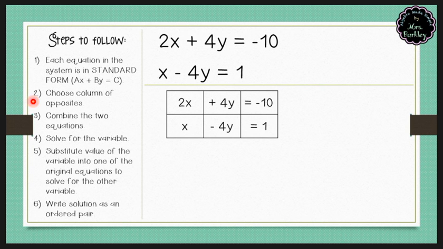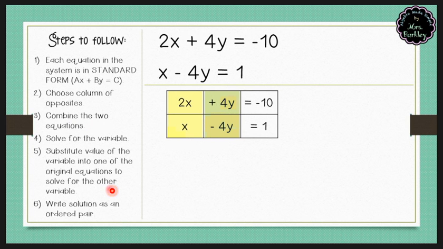So now I have my system set up in this table, so I need to determine a column of opposites. So recall that opposites have the same number, if you will, but have different signs. So for example, 5 and negative 5 would be opposites. 10 and negative 10 would be opposites. So if we are looking for our opposites, we are looking at columns. So we have 2x and x in one column. And then in our other column, we have a positive 4y and a negative 4y. So we should be able to see now that 2x and x are not opposites, but that positive 4y and a negative 4y are opposites.